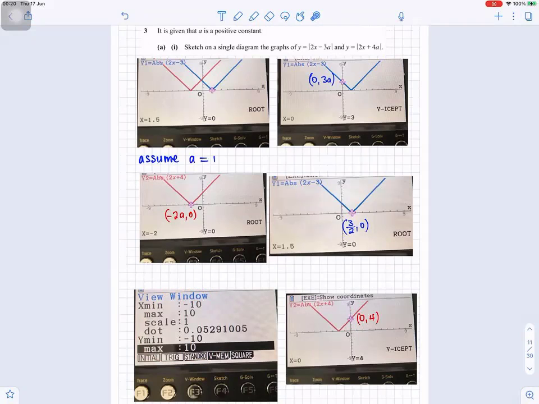So if you assume a equals 1, you plot 2x minus 3. And you plot 2x plus 4. And that would give you where it crosses the y-axis there, where it crosses the x-axis there, that point there, and where it crosses the y-axis there.